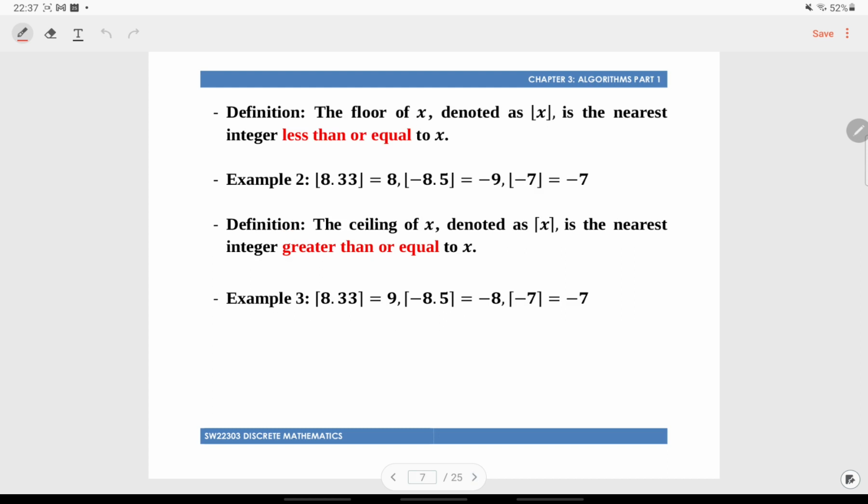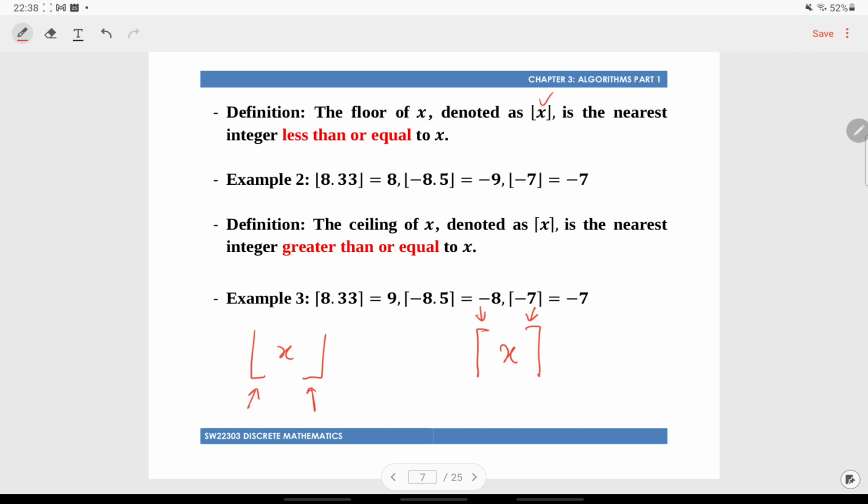Okay, now we consider the following two definitions regarding the floor and also the ceiling. For the floor of x, it is denoted like this. We have this kind of parenthesis for floor, and this kind of parenthesis denotes the ceiling. As you can see here, this is the difference between these two parentheses.